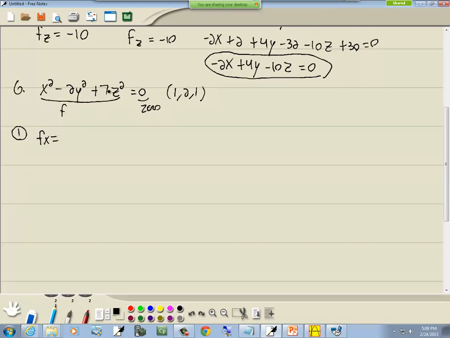Well, the y and the z are constants, so this becomes 2x. Partial with respect to y, the x and z are constants, so those drop away, and that gives us negative 4y. And partial with respect to z is going to give us 14z. Then we'll plug in our point. Remember, this is x naught, y naught, z naught.